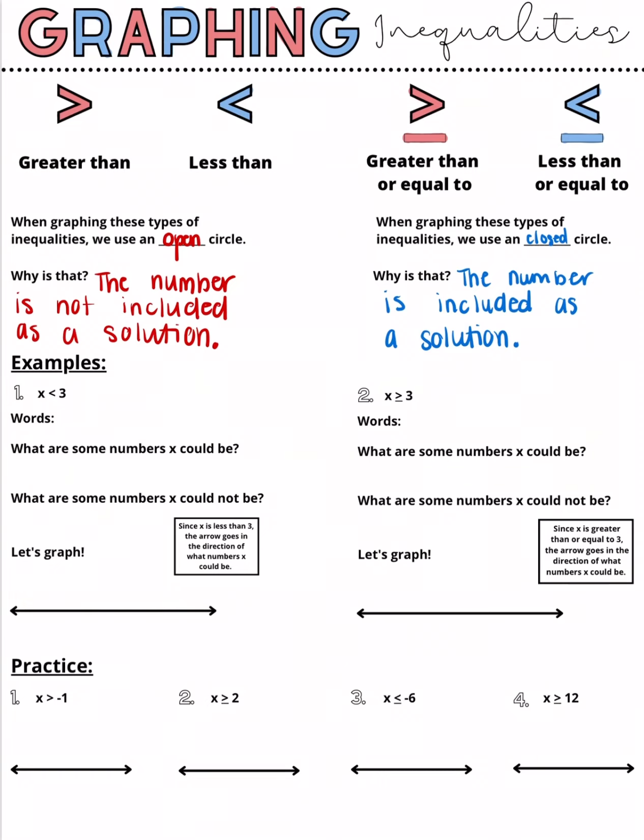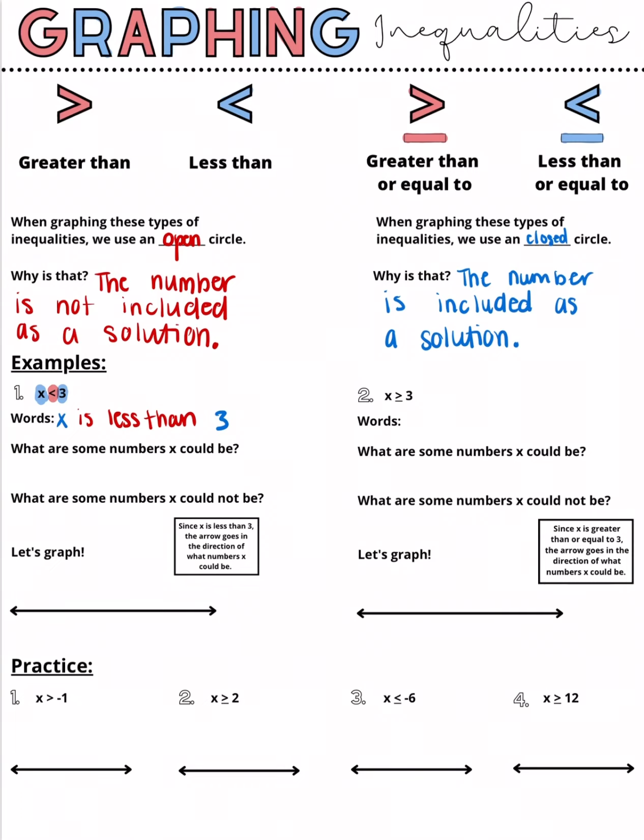Okay, so now let's look at our examples. So we have x is less than 3. So when we read this, we say x is less than 3. Again, we say x is less than 3. So if you're highlighting, x is less than 3.